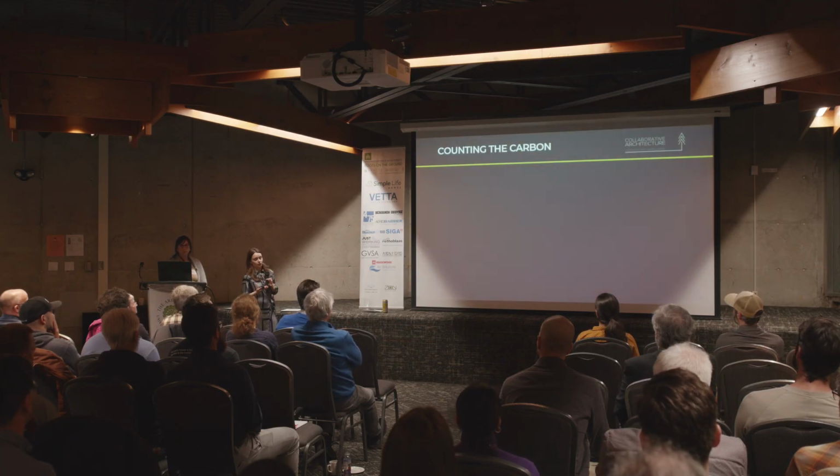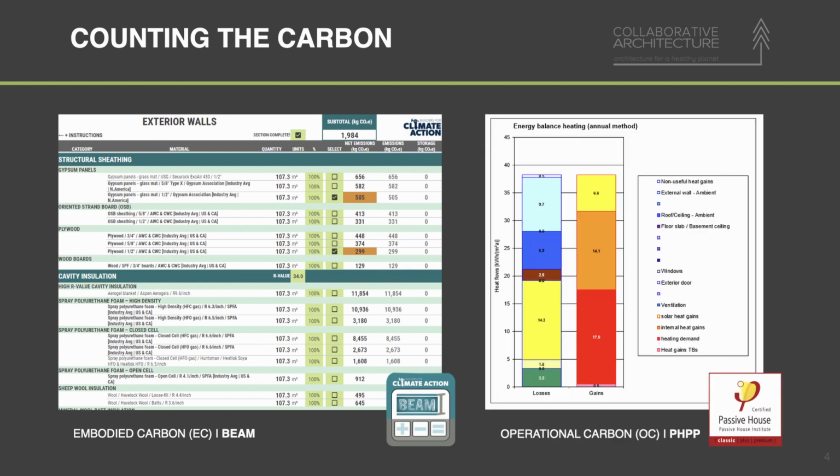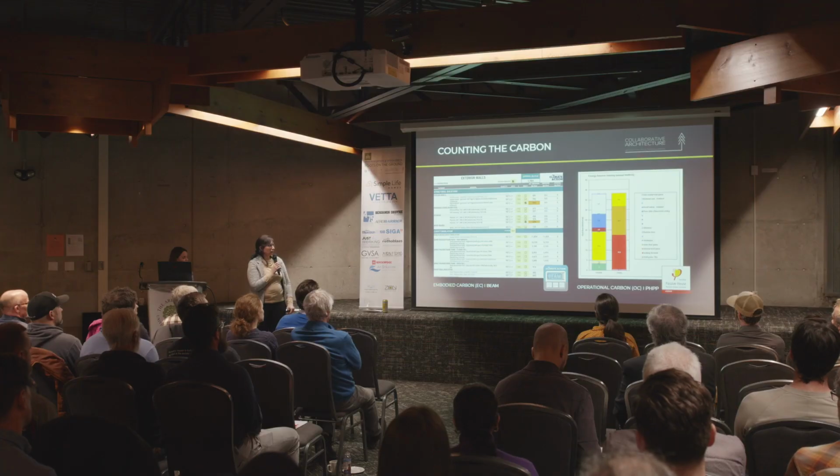Now, how do we actually count the carbon? For embodied carbon, we're looking at a tool called BEAM, which is by Builders for Climate Action. It's in a Google spreadsheet, super simple to use, and we'll talk a little bit about it later. And then for our operational carbon, our Passive House whiz Anna will tell you about that. Yeah, so most of you are probably already familiar with PHPP, which stands for Passive House Planning Package. And over there, we have the graph comparison of heating and cooling losses and gains in the building.